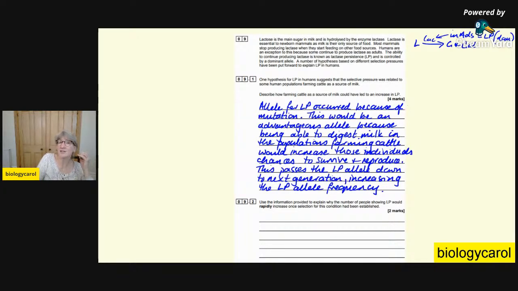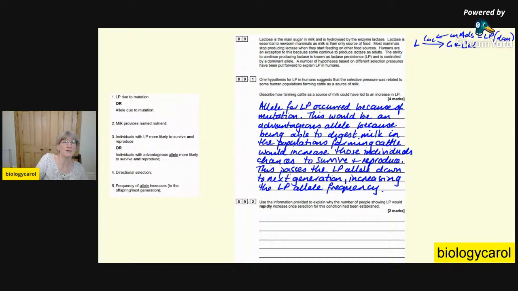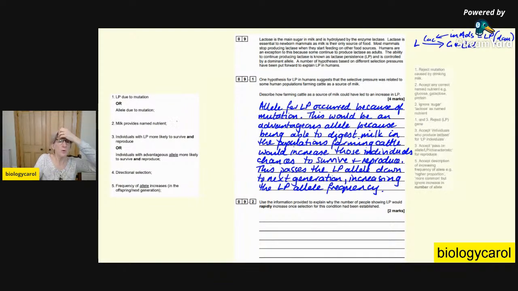I've got to the end of the question. How farming cattle as a source of milk, I've talked about being able to digest it. I'm thinking that's a pretty reasonable answer. So I got mark point 1. Okay, and here are the notes. I got mark point 1. I didn't get mark point 2.